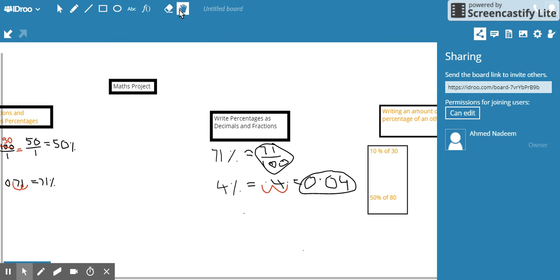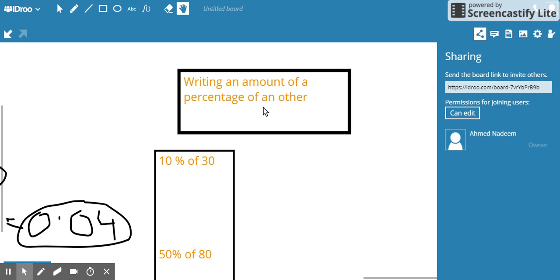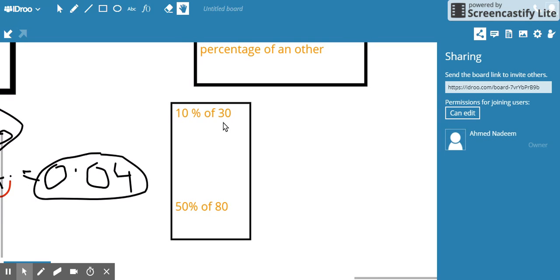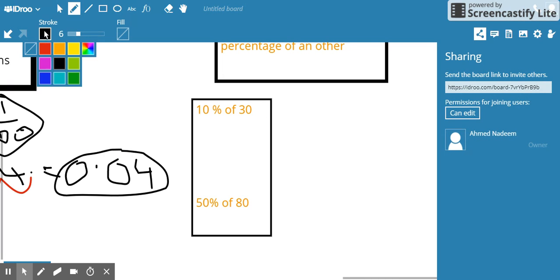Last but definitely not least, the next section is writing an amount as a percentage of another. 10% of 30 is the first one, and the second question is 50% of 80. We'll do the first one, 10% of 30. A trick I use for these types of questions is to find 10%. To find 10% of any number, you just move the decimal point 1 place, so it becomes 3, because there's 1 zero.